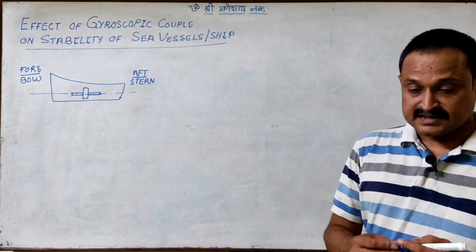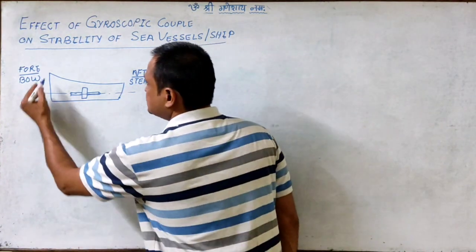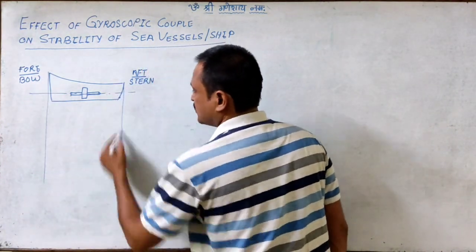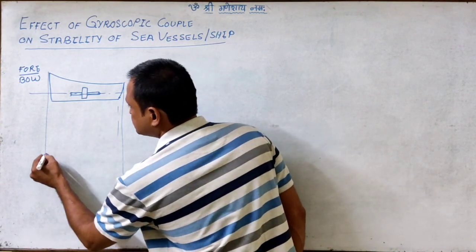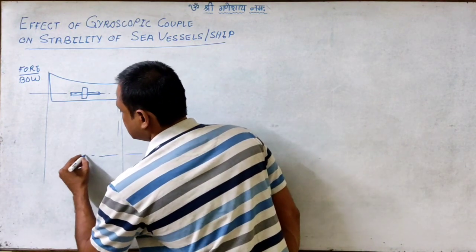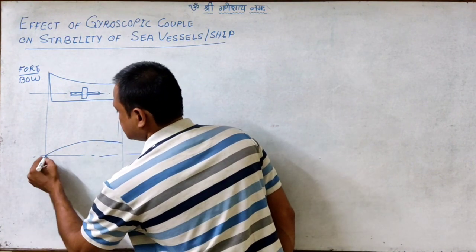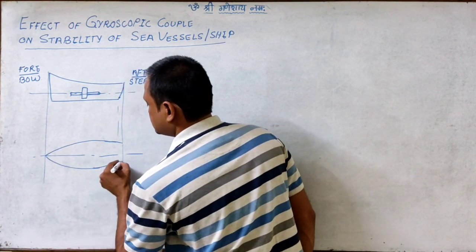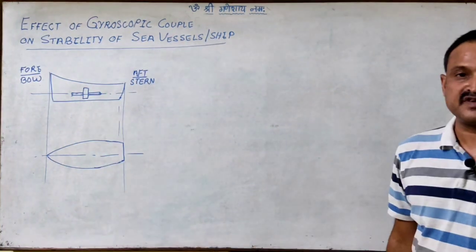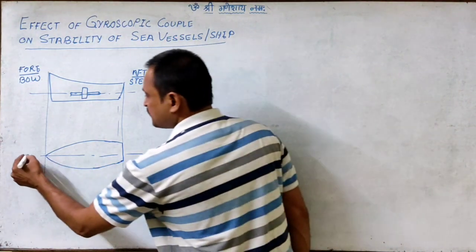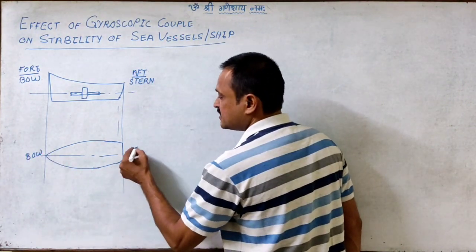Right? Now this is the elevation which I am showing. If you see this ship or boat in the top view, this is the axis. From the top view, this is the bow, the front end, and the rear end is the stern.